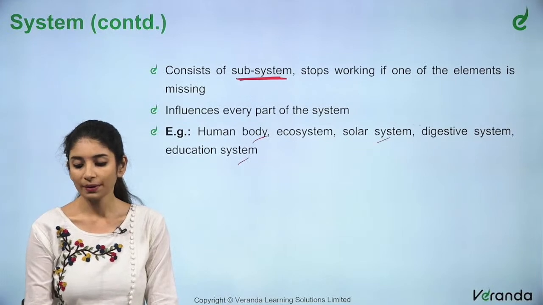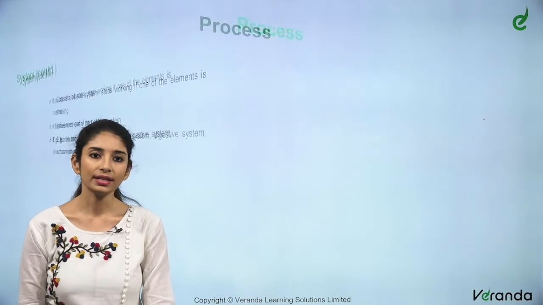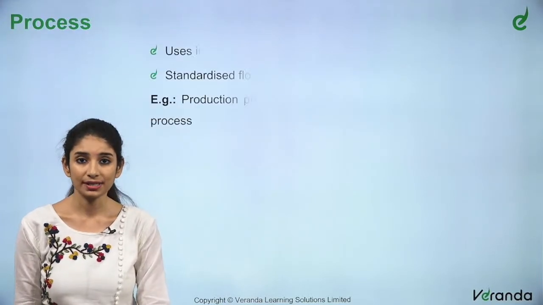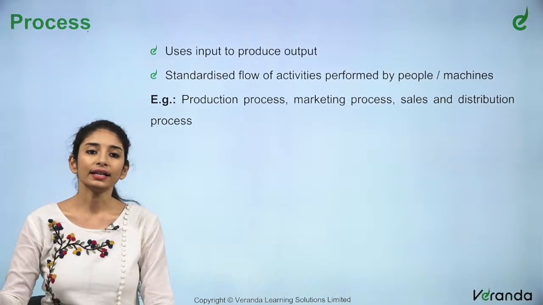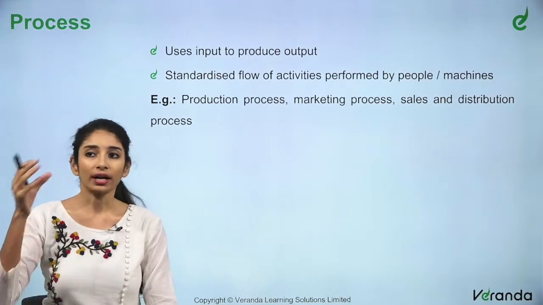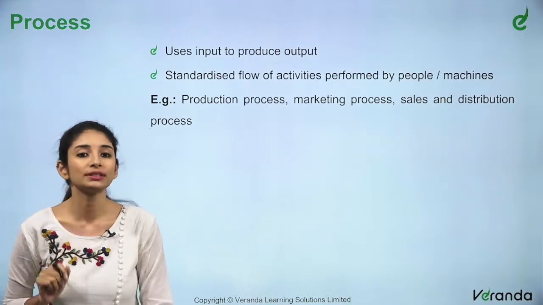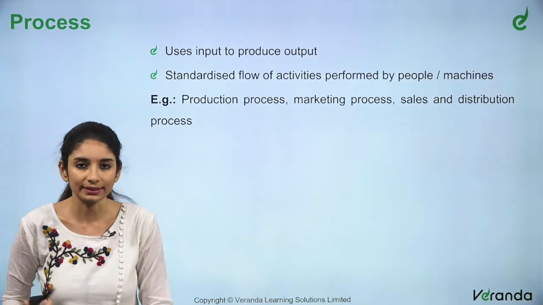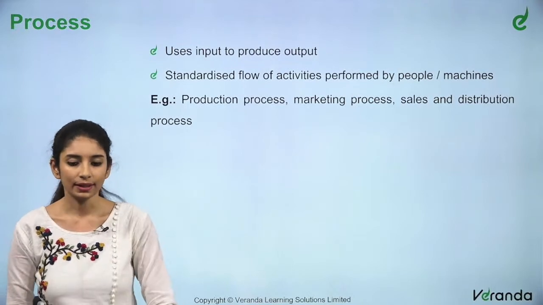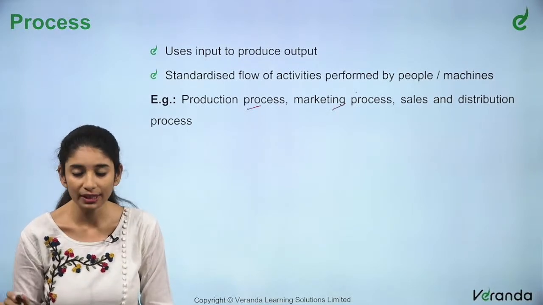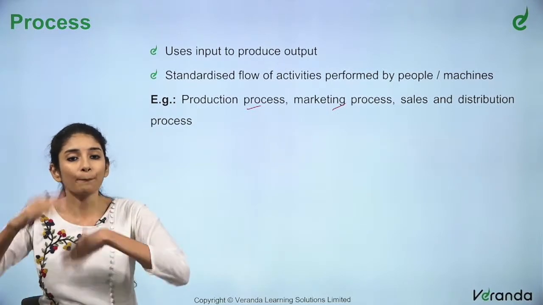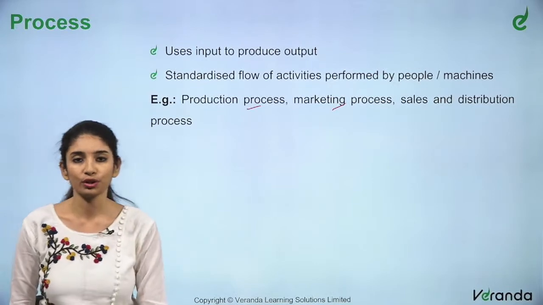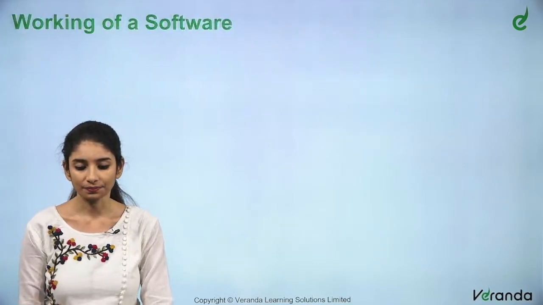Okay. So similarly, we are now going to study in detail the financial system. What is the meaning of a process? Anything that uses input, converts it and produces some output is known as a process. Example, production process. We have marketing process, sales and distribution process. Anything that uses input, uses a process and gives out an output is known as a process.